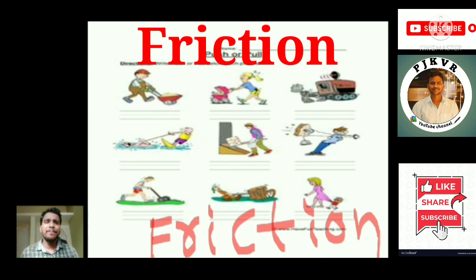What is friction? Friction is a force that opposes the motion between any two surfaces. Any two surfaces that are touching are called in contact. The friction force is a contact force, but it opposes the motion. I will repeat once again. What is friction? Friction is a force that opposes the motion between any two surfaces that are in contact. Okay, I will show the examples of friction.